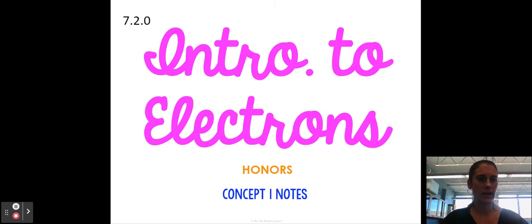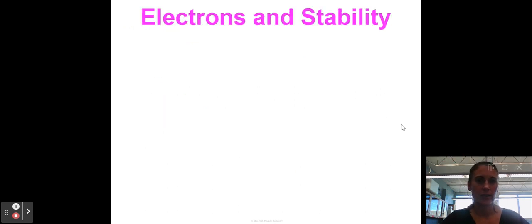All right, in the second set of notes, we're still introducing electrons. We're going to be focusing on certain types of electrons called valence electrons, and also how to draw Lewis structures. So, electrons and stability.